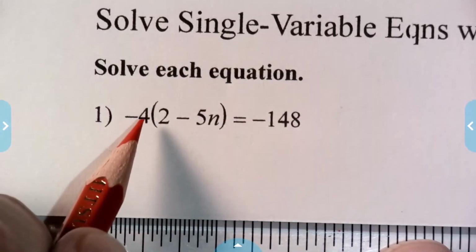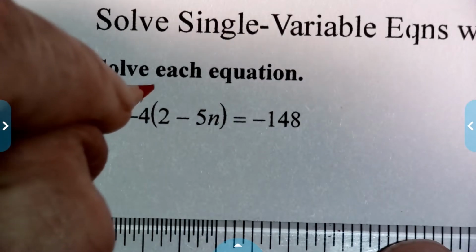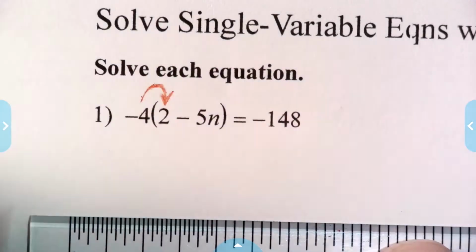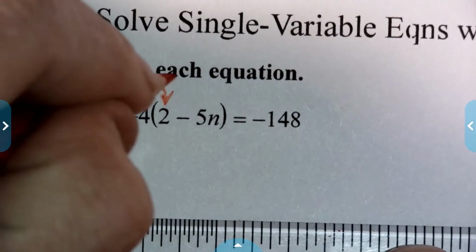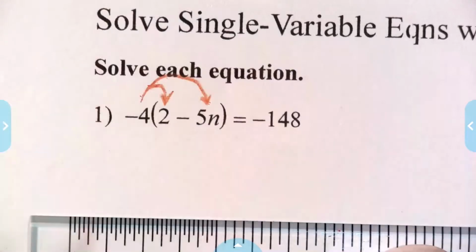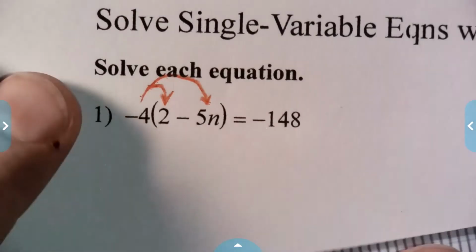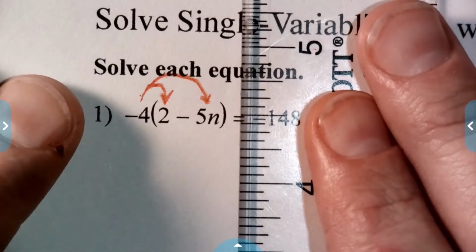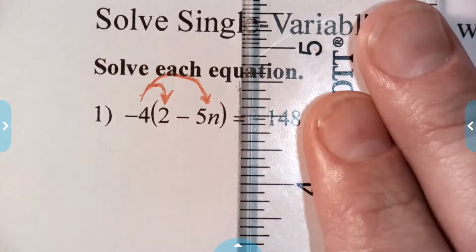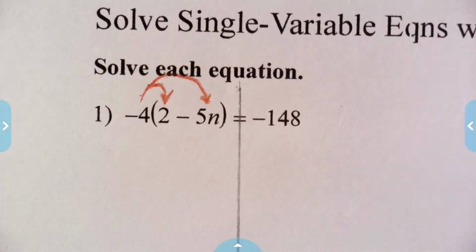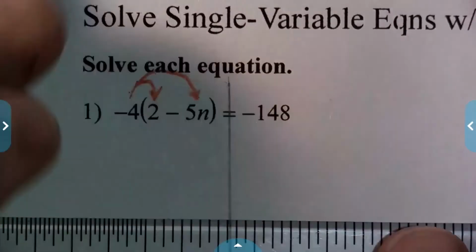So the first thing we do is distribute this -4 to both terms inside the parentheses, and we draw our distribution arrows so we don't forget what we're doing. Since it's an equation, we are going to take our ruler and draw a straight line very faintly. It's kind of a guideline, so we keep those equal signs nice and lined up.